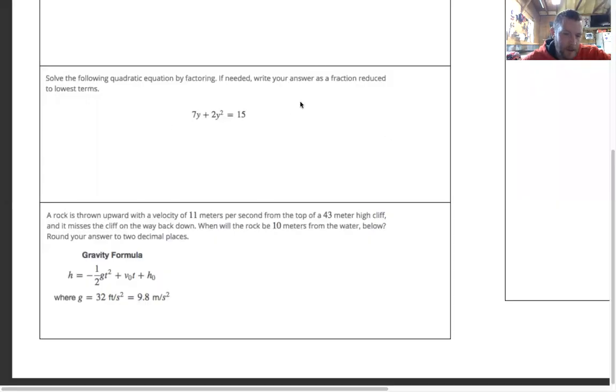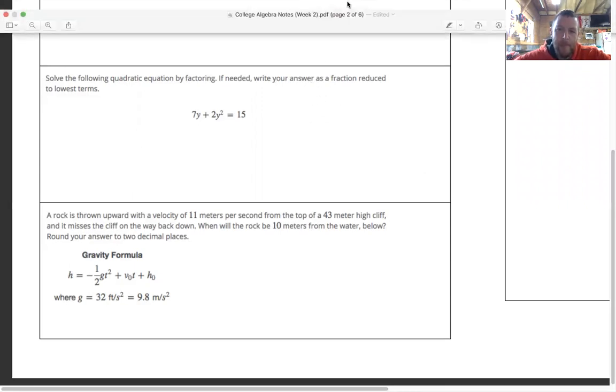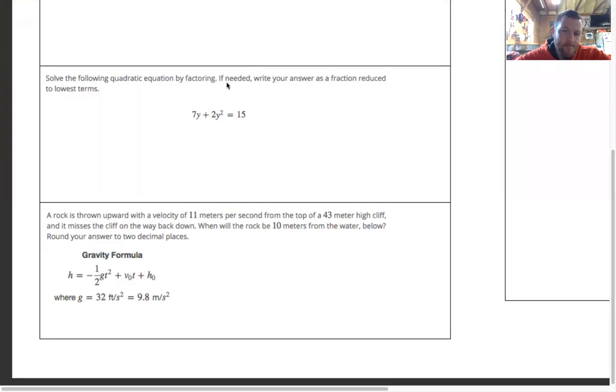I lost it here. I'm sorry, I don't know what happened to my computer there. I believe where I was at was 2y squared plus 7y minus 15 equals 0. I slipped and slid the 2, so I have y squared plus 7y minus 30. So I got y plus 10, y minus 3.